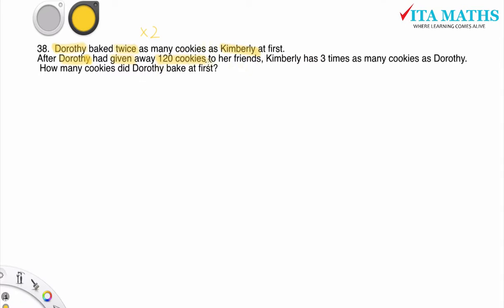So she gave away 120 to her friends, and after Dorothy gave 120 away, Kimberly has 3 times as many cookies as Dorothy. So Kimberly has 3 times as many as Dorothy. So this is asking you, how many did Dorothy bake at first?